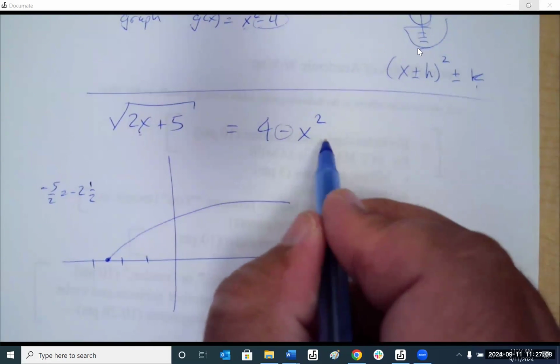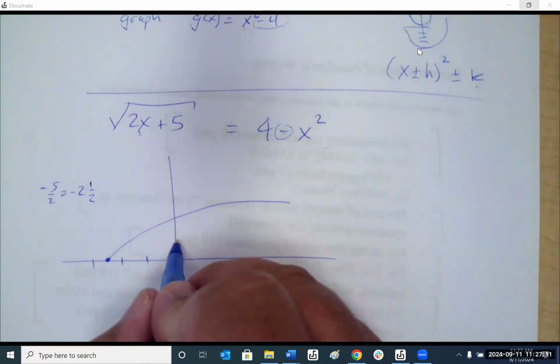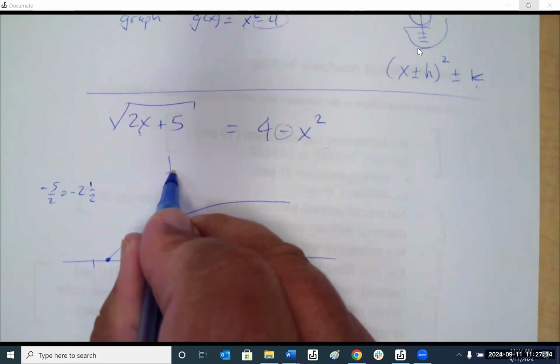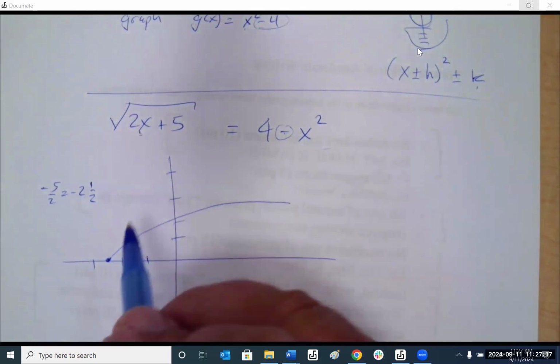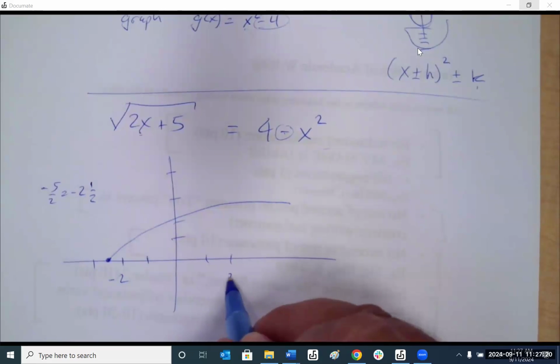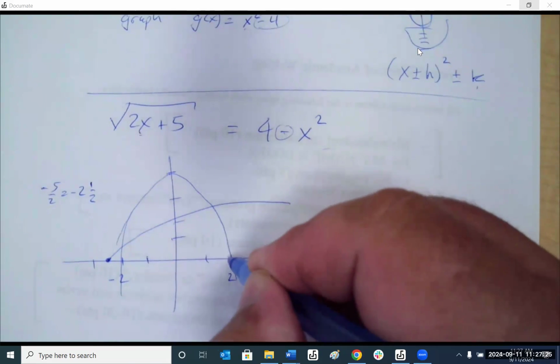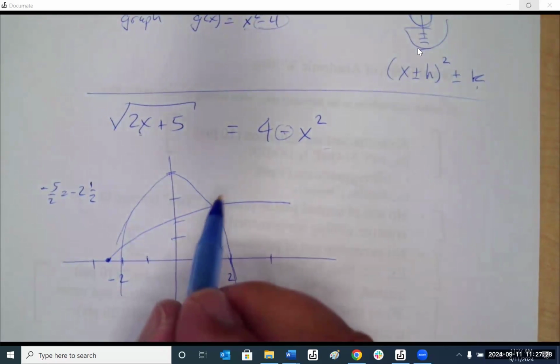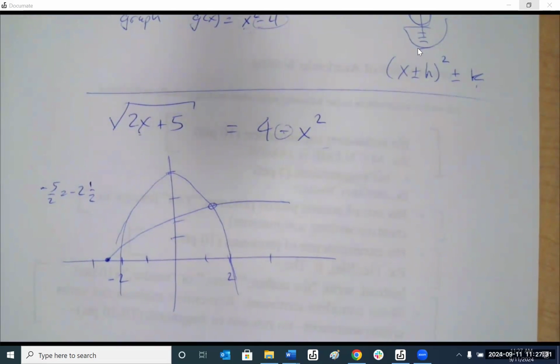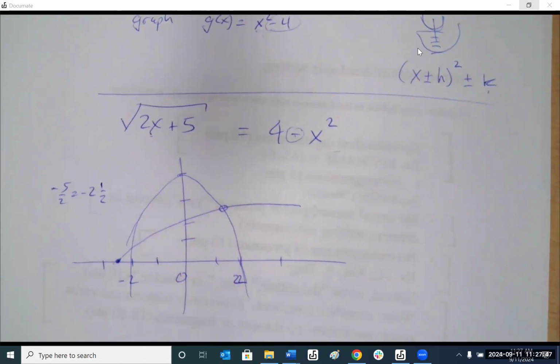This graph is a parabola opening down, shifting up, and it has intercepts at 2 and -2. So the only place that we're going to have a solution is in the first quadrant, going from 0 to 2. It's got to be between there somewhere. I haven't plotted it perfectly yet.